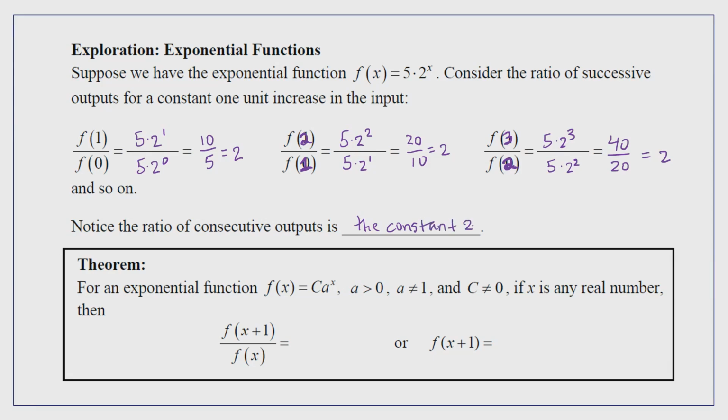So for an exponential function, f of x equals c times a to the power x, where a is greater than 0, a does not equal 1, and c does not equal 0, if x is any real number, then f of x plus 1 divided by f of x equals a, or f of x plus 1 equals a times f of x.